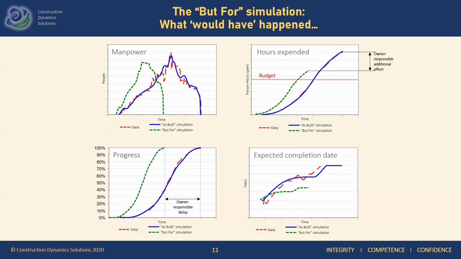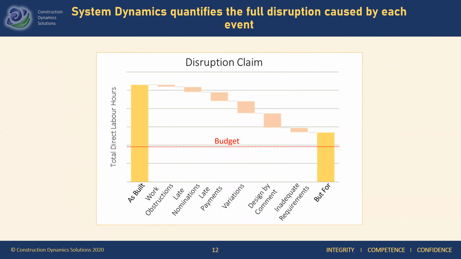But returning to disruption. We just said that we could assess the overall disruption in the project by just removing all the events. But of course, we don't have to do this all in one step. We can instead take them out one by one, which is actually what we typically do, so that then we can assess the disruptive impact of each separate event that we're claiming against. Which of course makes the disruption claim much more defensible. So this is how we use system dynamics on disruption claims.